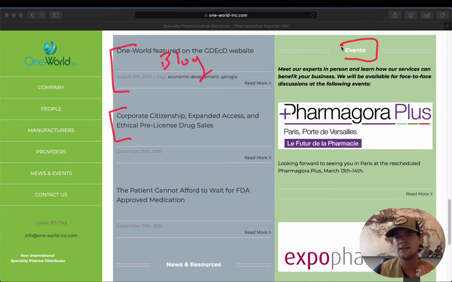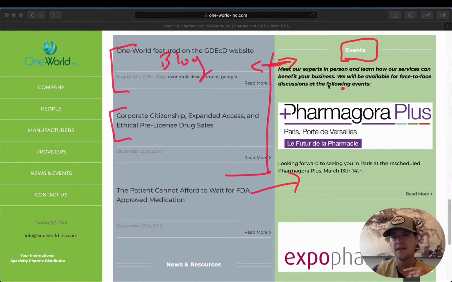Now it's saying that these are events, but they kind of look like they're supposed to be the same thing. It's a little bit confusing, just from a layout perspective. If I were going to redesign this, I would break them apart. I would take all the blog stuff and put it in one section, and take all the events information and put it in a section right below it.